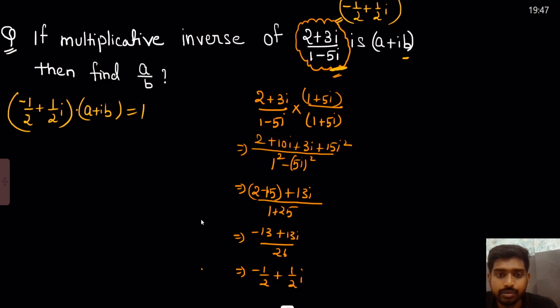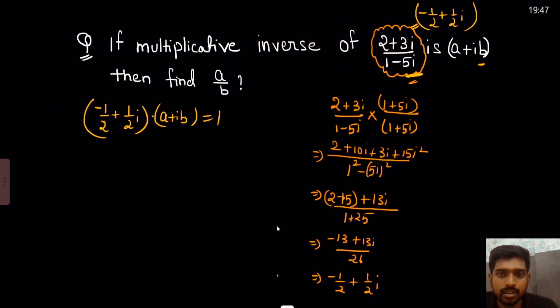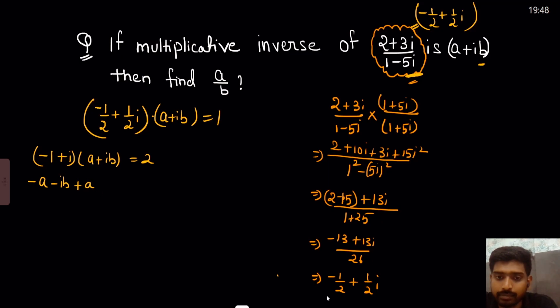Now we'll try to solve. Now this 2 I will send to that side. So I will get minus 1 plus iota multiplied by a plus iota b is equal to 2. So now multiply. We'll get here minus a minus iota b plus a iota plus iota square b is equal to 2.